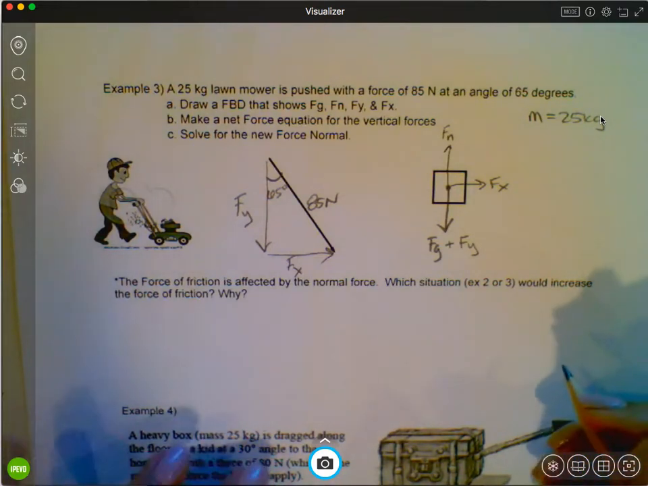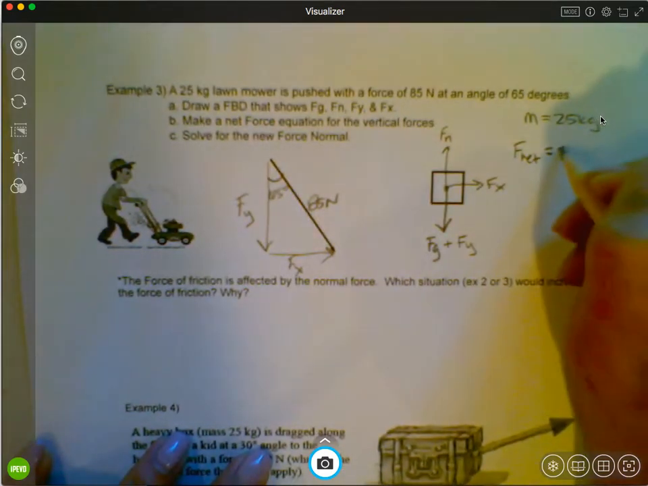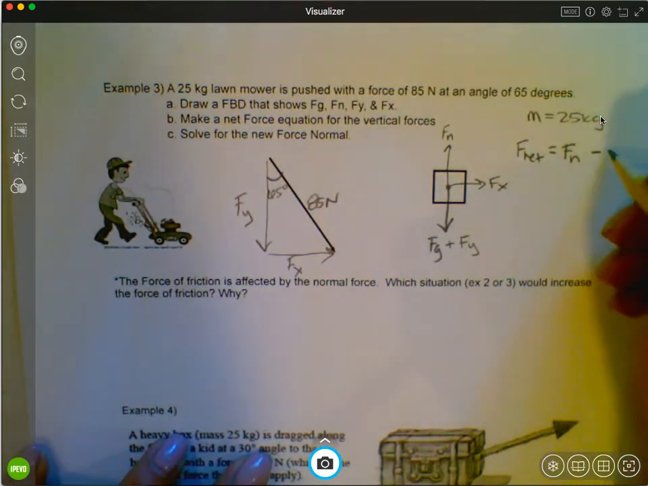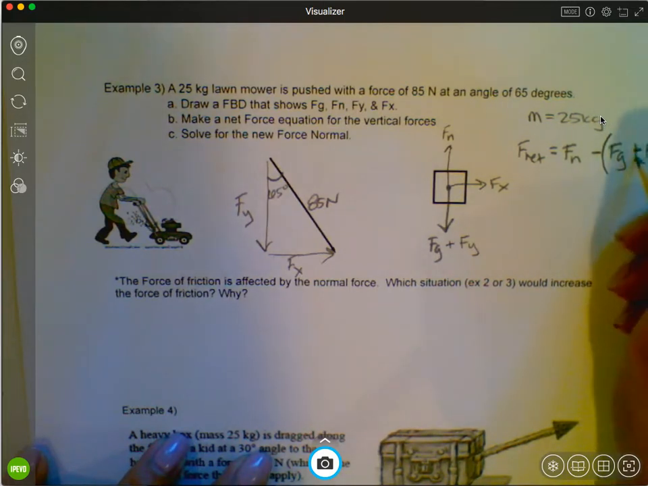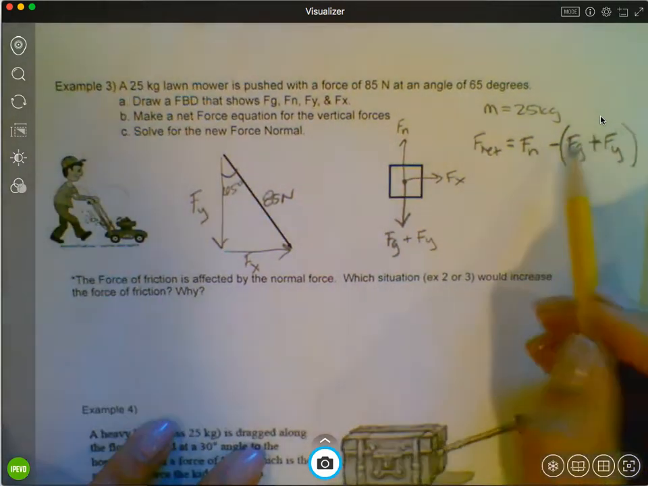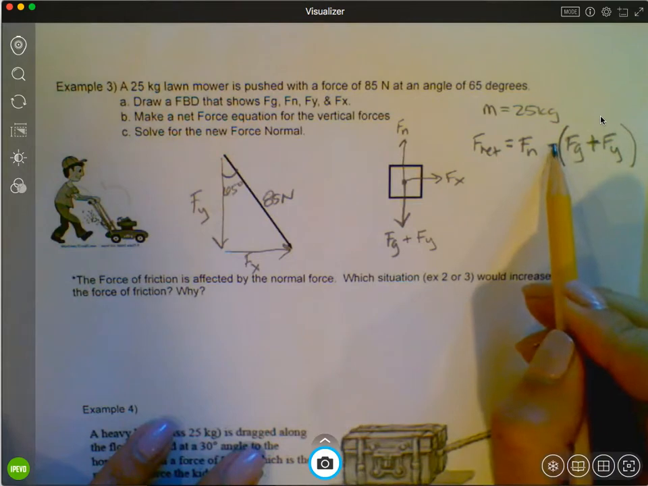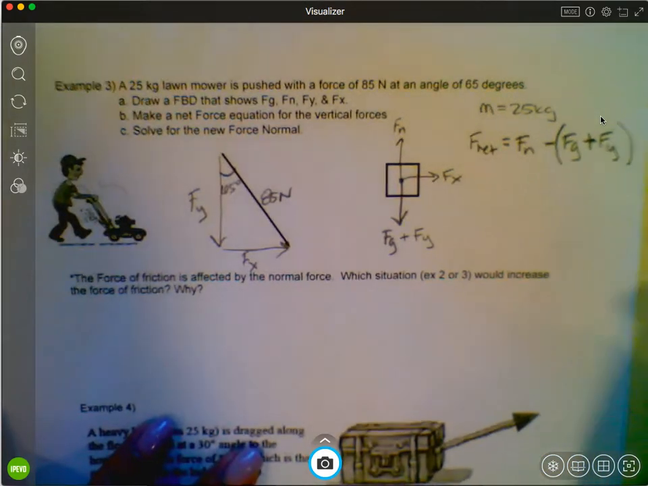All right, the net force equation, up minus down. And Fy is also down. So you can do that. You can do two minuses like that, or you can parenthesize them and add them together. Either way, it's the same thing if you distribute the negative. Okay, so you can either do two negatives, or you can put the negative out here and add them, and then just distribute the negative, which is the same thing.